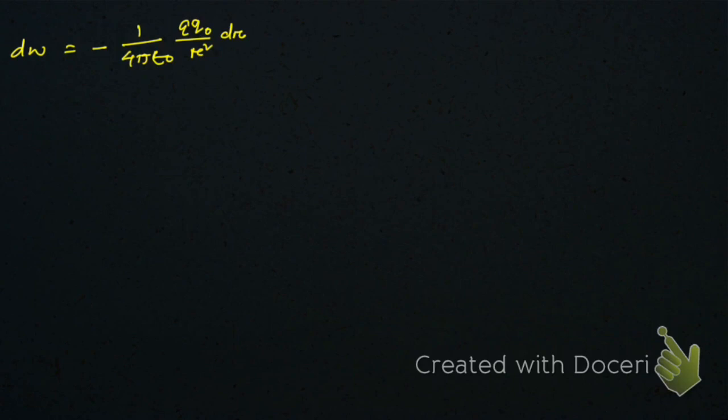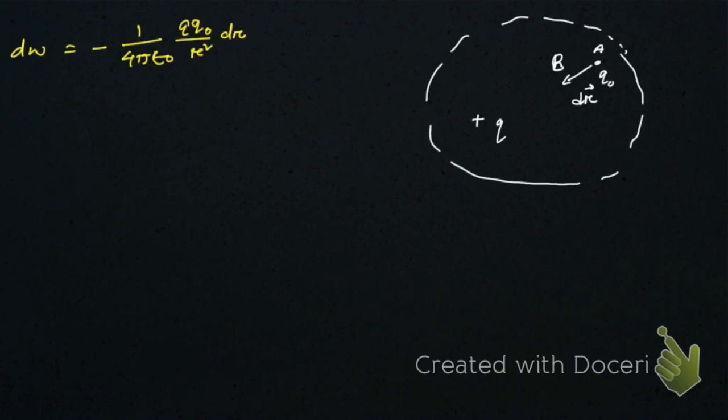Now you see the diagram we have drawn is this. This is a small positive point charge Q, and a test charge Q naught is brought from A to B through a very small displacement dr, right? So now you see A and B both are in this field due to this positive charge Q. Now let us consider, instead of bringing this Q naught from A, it is brought from, suppose, infinity.